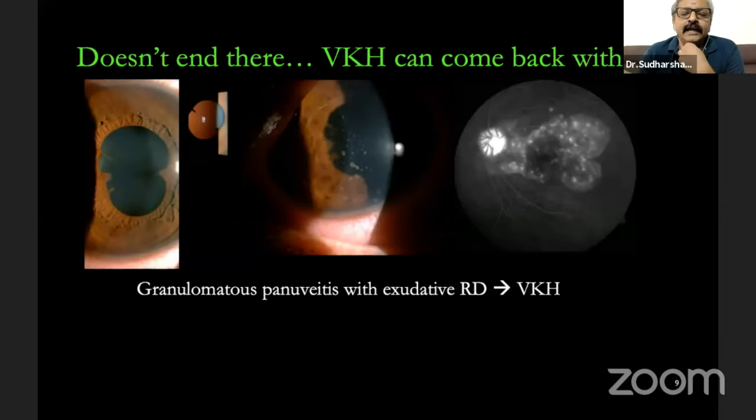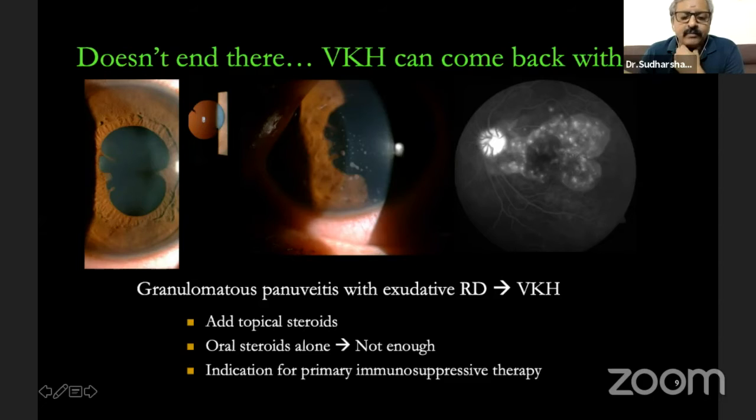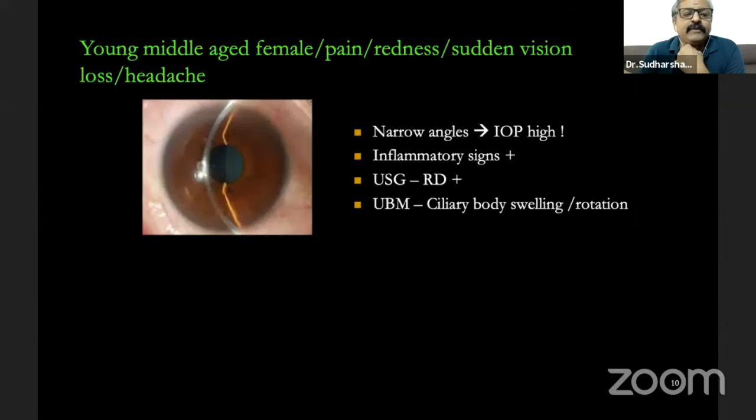But VKH doesn't end there. VKH can come back as granulomatous pan-uveitis, and again with subretinal fluid pockets or exudative retinal detachment. So it's very important that you treat the anterior uveitis part also and add topical steroids. Oral steroids alone may not be enough. VKH is one of the primary indications of primary immunosuppressive therapy. You need to start immunosuppressive therapy as early as possible, so that the patient doesn't end up losing vision.